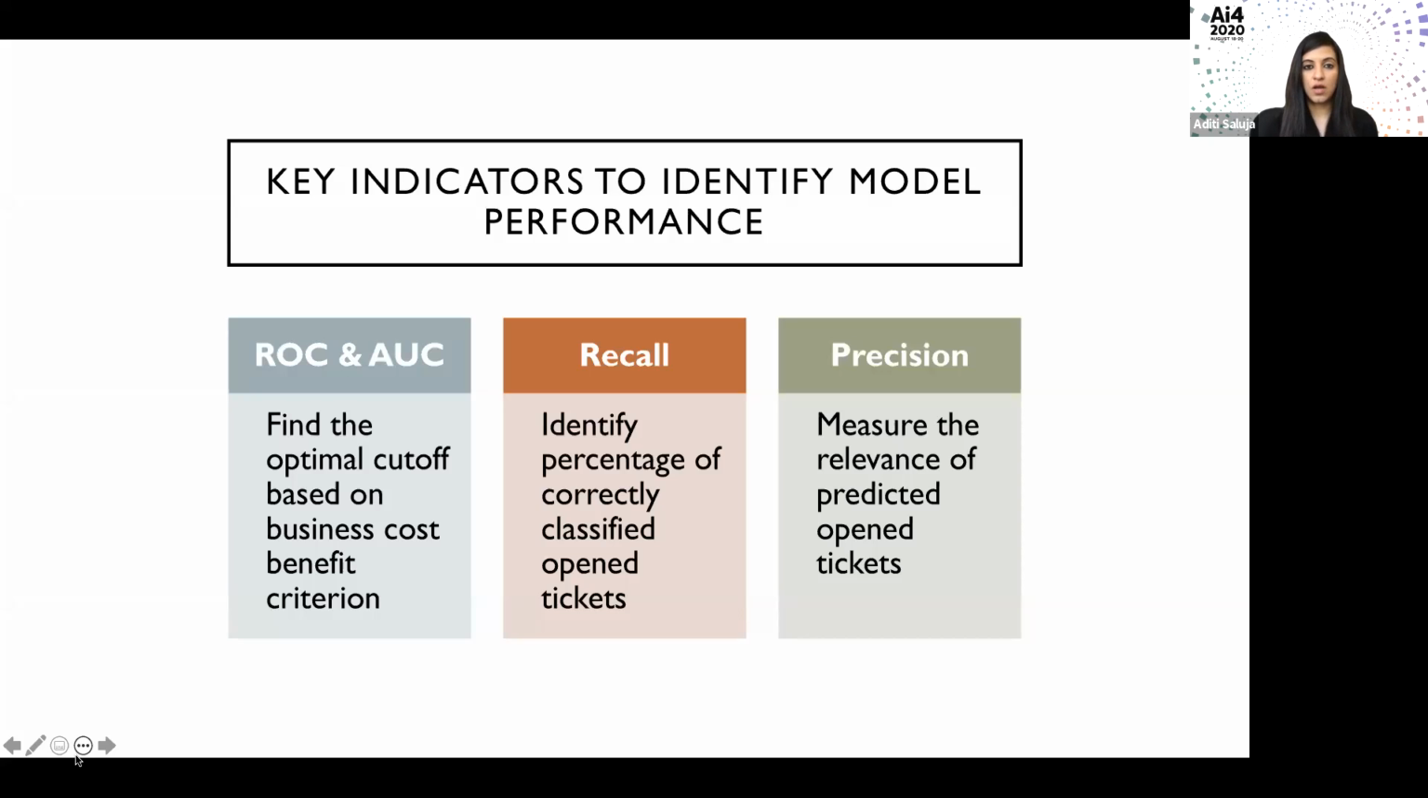But based on the ROC and AUC that I was drawing, it became evident that I would have to change my cutoff range based on the business needs, because my business was more interested in capturing the customers who are going to open network tickets. So I had to use ROC and AUC to be able to identify the best model and to be able to identify the best cutoff range.